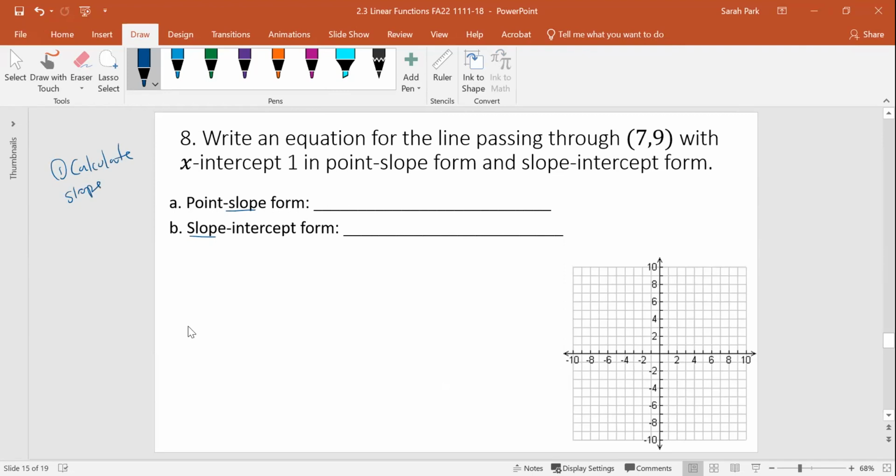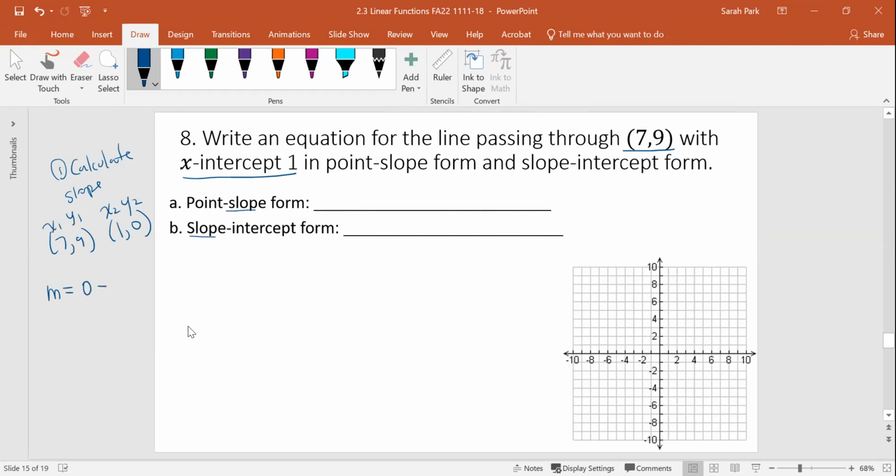Well, as long as you have 2 points, you can calculate the slope. The first point that's given is 7, 9. The second point that's given is the x-intercept of 1. What that means is the x-intercept is 1, 0. So we have 2 points. We can label them x1, y1, x2, y2, and use the slope formula, y2 minus y1 over x2 minus x1.